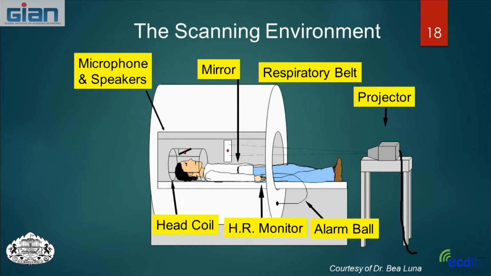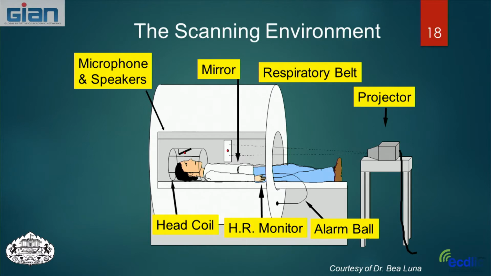So what happens is we use a projector behind the person to project the task, and the person can see it on the mirror as they're laying there. So they basically see this computer screen while they're laying there, and they don't have to turn their head at all to see it. And this is important because we want to try to minimize head motion as much as possible.